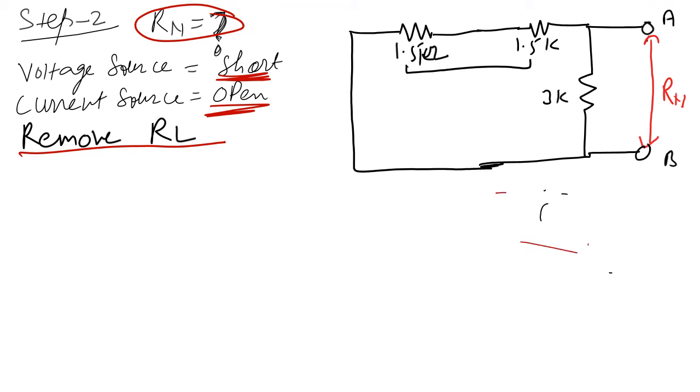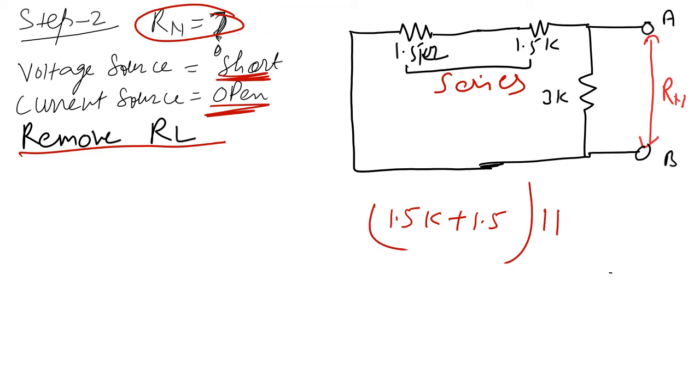So these two resistors are in series, and they are in parallel with the 3K. This 1.5 kilo plus this 1.5 kilo are in series, and after that they are parallel with the 3K. So it will come like this, and this is equal to Rn.